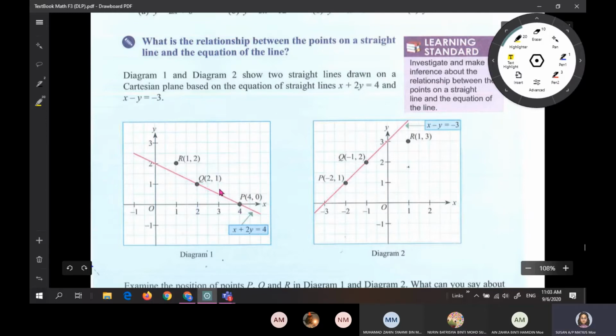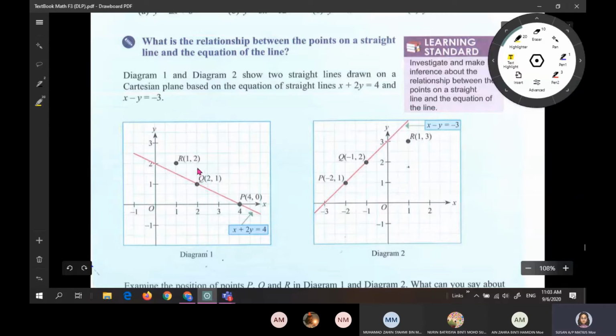If you look at point P and point Q compared with point R, point P and point Q are on the straight line. Dia berada di atas garis lurus itu. But point R is not on the straight line. So what does it mean?